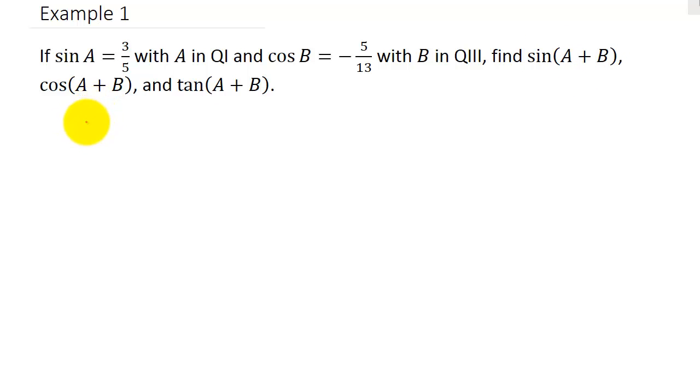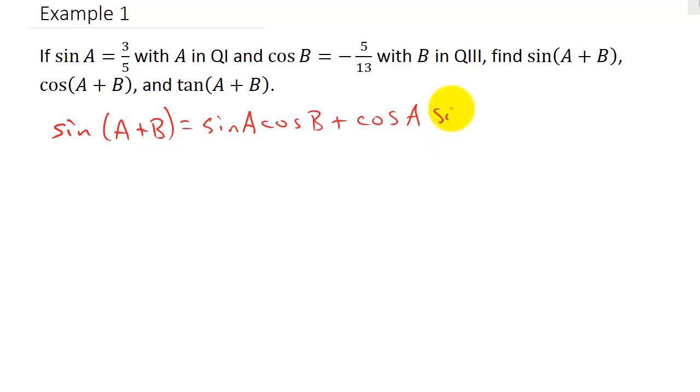Let's write down our formula for sine A plus B. Sine of A plus B is equal to sine A cosine B plus cosine A sine B. Now let's see what we have. They give me sine A and cosine B, so I have those values. I can plug 3/5 in for sine A, and I can plug in -5/13 for cosine B. So I have to figure out what cosine A and sine B are.